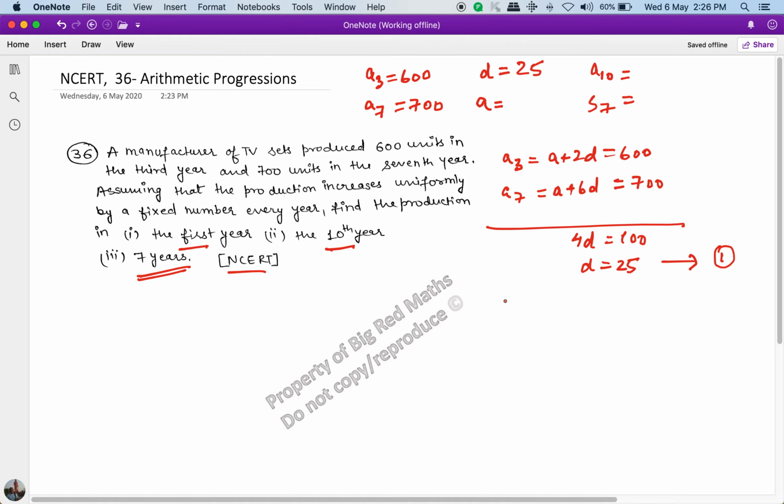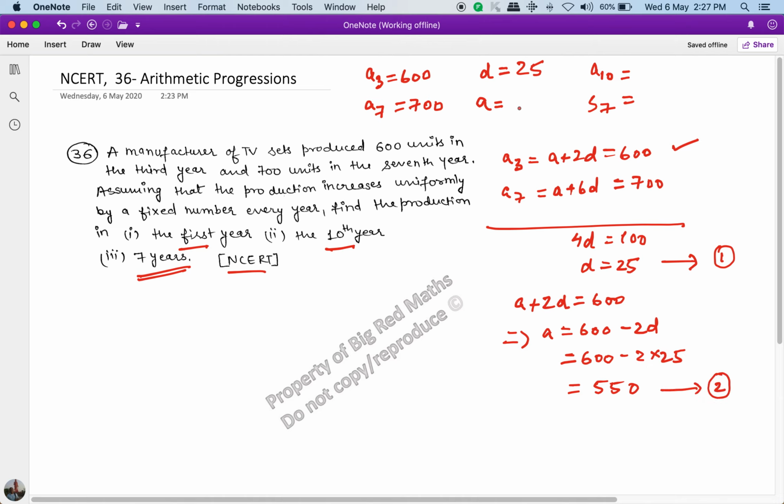D is what we had to find, so we have found it. D is 25. Now, if I put it in the equation of A3, I get A plus 2D is equal to 600. This means A is equal to 600 minus 2D, and D is equal to 25. So this will be 600 minus 2 into 25, that is 600 minus 50, which is equal to 550. So this is the second thing we wanted to find, the value of A, which is the number of TVs produced in the first year. So this is 550.